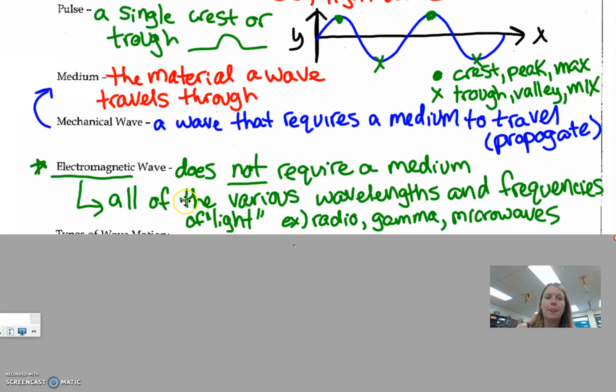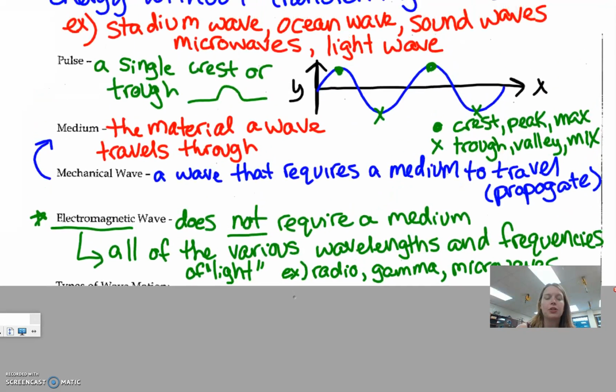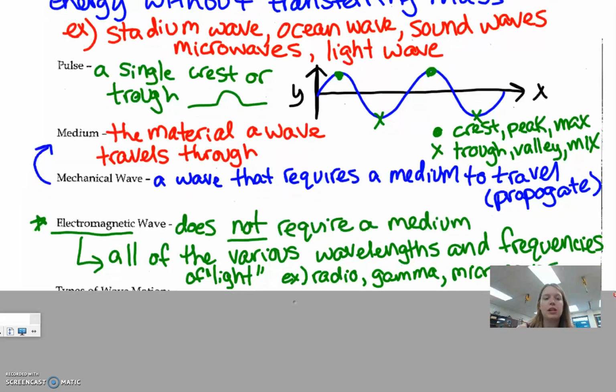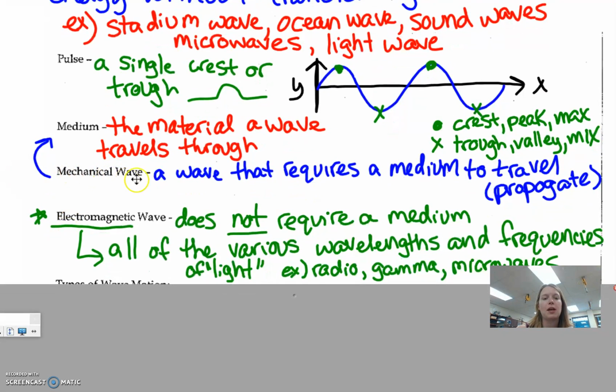Taking a step back, there are a lot of different types of waves. They all transfer energy, and we can break them into two categories: a mechanical wave that has a physical medium through which the energy travels from, say, molecule to molecule, and then there are electromagnetic waves, which do not require a medium.